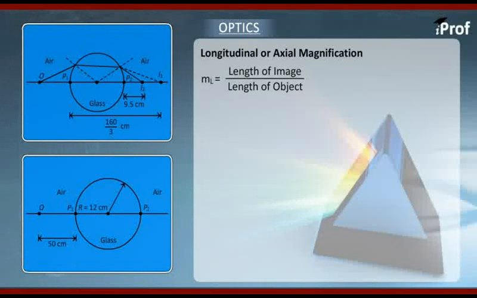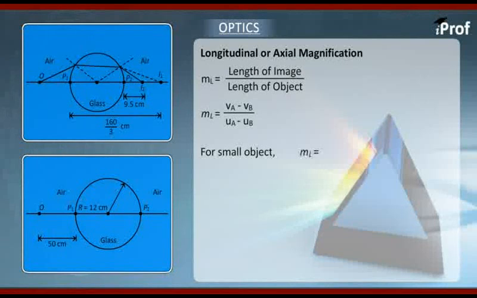and we are denoting it by subscript L. So ML will be (VA minus VB) divided by (UA minus UB). Here A and B are the ends of the object lying along the principal axis. V is indicating the image distance for the corresponding end, and U is indicating the object distance. Again, for a very small object, ML we can write approximately as dV by dU.